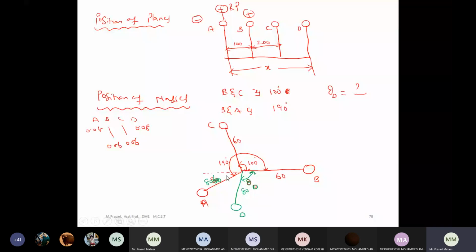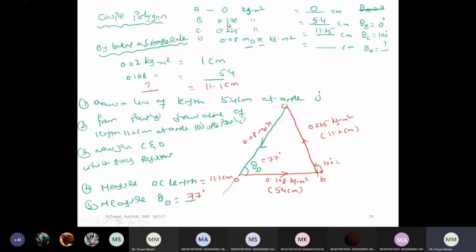Why? I will tell. While drawing the couple polygon, I will show you the couple. This is the force polygon. So this is the couple polygon I am having. This is the data for plane B, for plane C, and for plane D. B is making an angle of 0 degrees. C is making an angle of 100 degrees. A is 0. Only this one is available. So the closing side of the polygon always gives the resultant. So I am just joining these two lines, which gives my resultant.